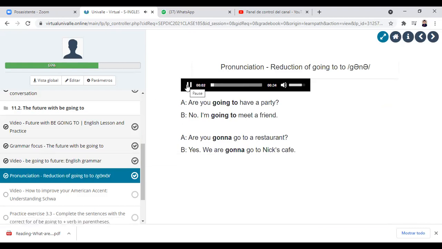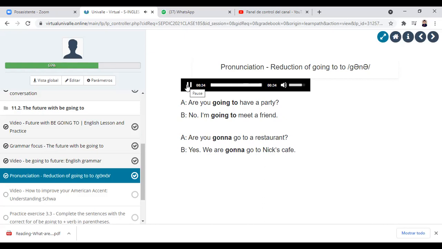73. Exercise 4. Pronunciation. Reduction of going to. Part A. Listen and practice. Notice the reduction of going to to gonna. Are you gonna have a party? No, I'm gonna meet a friend. Are you gonna go to a restaurant? Yes, we're gonna go to Nick's Cafe.